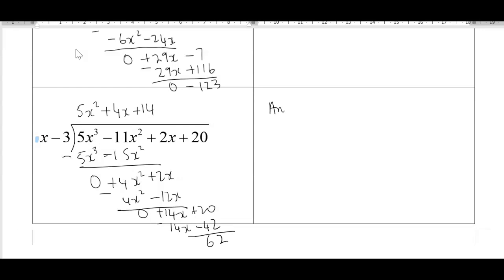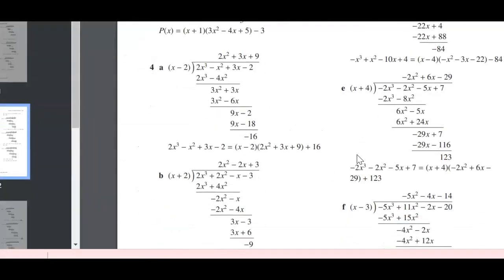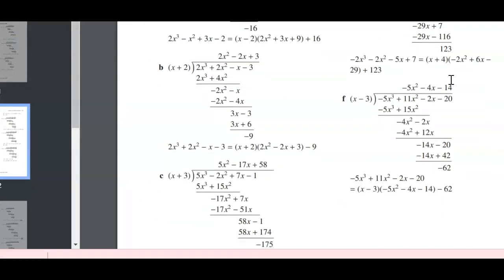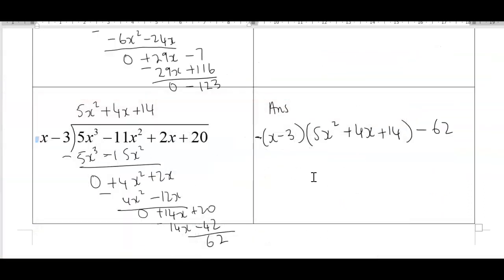So our answer is going to be x minus 3. Oh, let's not forget the negative out the front. 5x squared plus 4x plus 14 minus 62. So just changing that sign. Let me just check my answer. And it looks good to me. Beautiful.